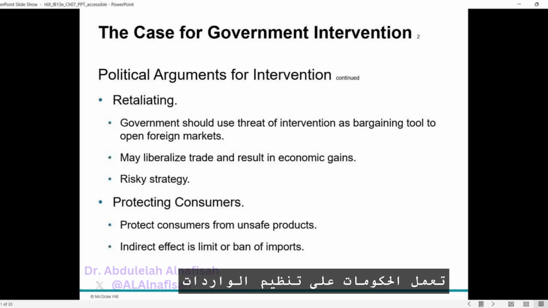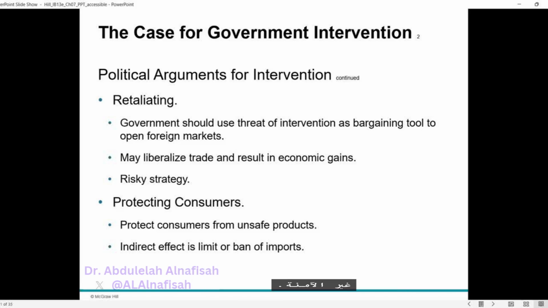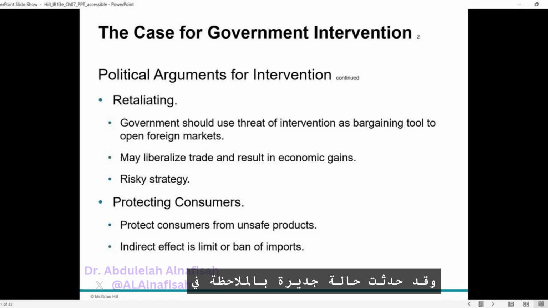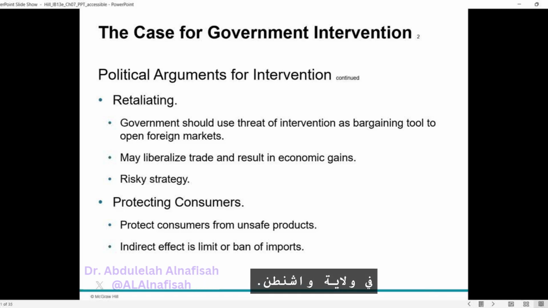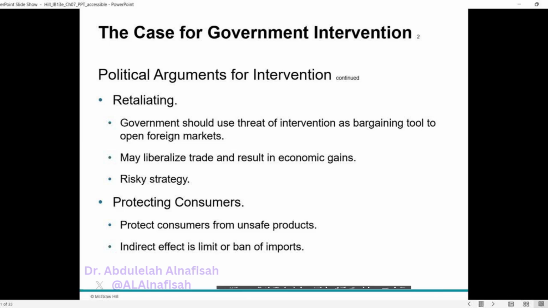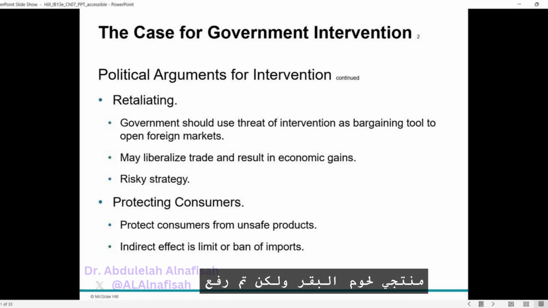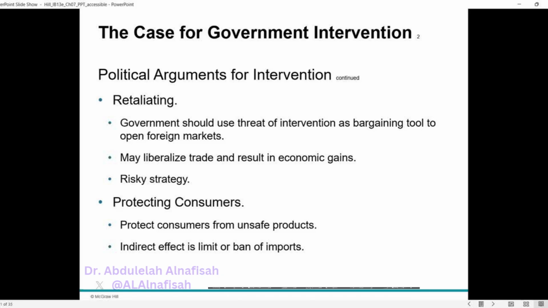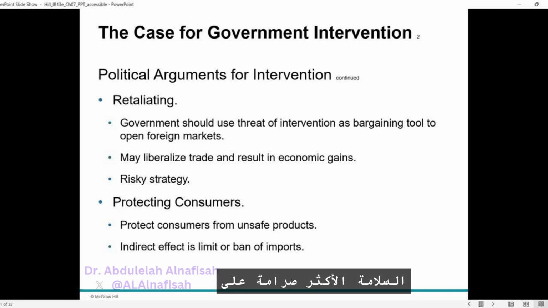Another political justification for intervention is consumer protection. Governments often regulate imports to shield consumers from unsafe products. A notable case occurred in 2003 when Japan and South Korea banned U.S. beef imports after a case of mad cow disease was detected in Washington state. These bans had a significant financial impact on U.S. beef producers, but were lifted after 2 years with stricter safety requirements on imported beef.